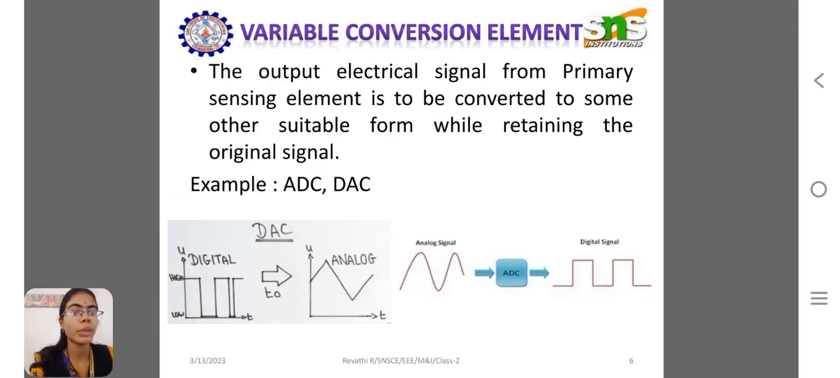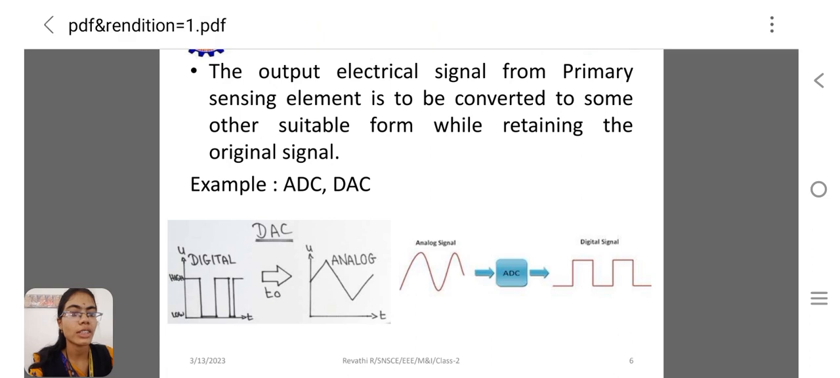Variable conversion element. The output electrical signal from the primary sensing element is converted to some other suitable form while retaining the original information. For example, ADC, analog to digital converter, and DAC, digital to analog converter. The graphs and diagrams are given below, where the digital to analog converter is on the left side and the analog to digital converter is on the right side.